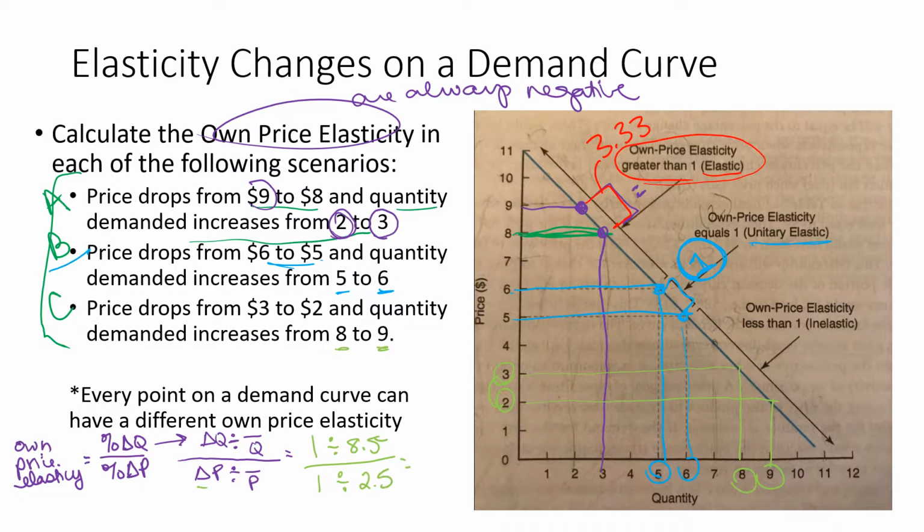So we have 1 divided by 8.5, 0.12, 1 divided by 2.5, 0.4, 0.12 divided by 0.4 is 0.3. So 0.3. This own price elasticity is less than 1, so we're going to call this inelastic.